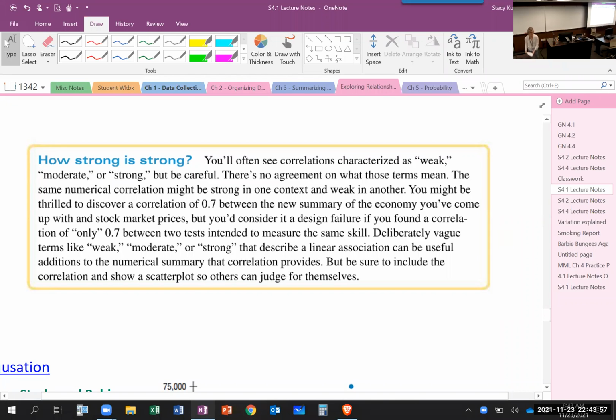So it's an interesting concept to keep in mind, that it's not some hard and fast rule that says if it's a 9, it's going to be really strong, or if it's a 4, it's going to be weak and we throw it out. Okay, it depends on whatever it is that you're looking at, and that's exactly what this is talking about.